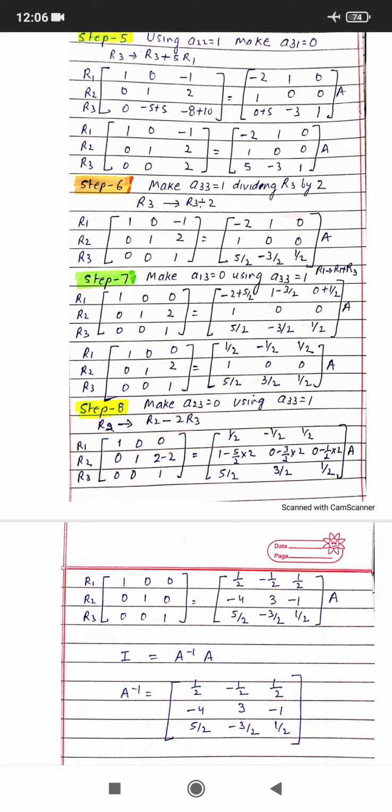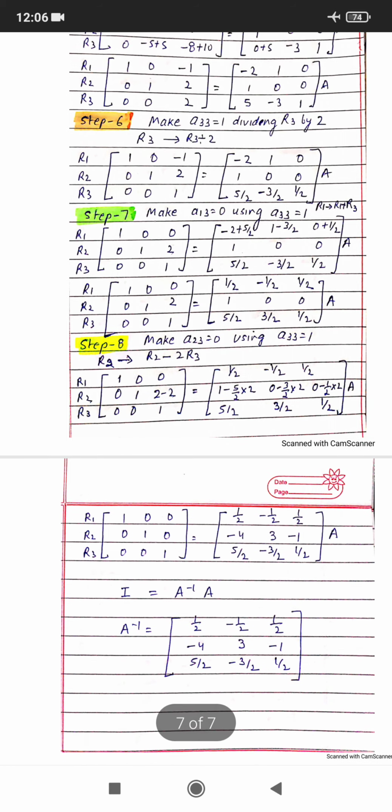So what do we get on the left hand side? The R2 will become 0, 1, 2 minus 2, 1 minus 5 by 2 into 2, 0 minus 3 by 2 into 2, 0 minus half into 2. So the left hand side becomes 1, 0, 0, 0, 1, 0, 0, 0, 1. Right side becomes half, minus half, half, minus 4, 3, minus 1, 5 by 2, minus 3 by 2, half.